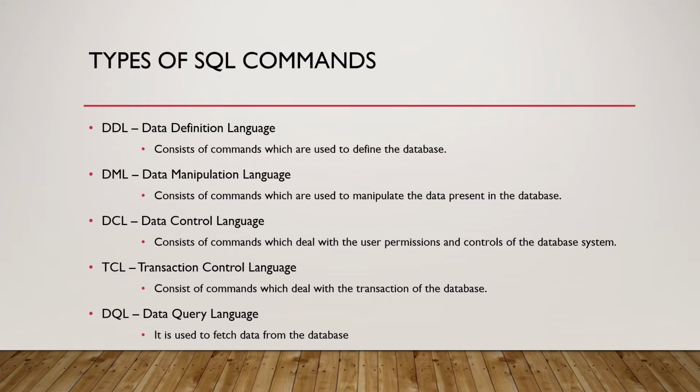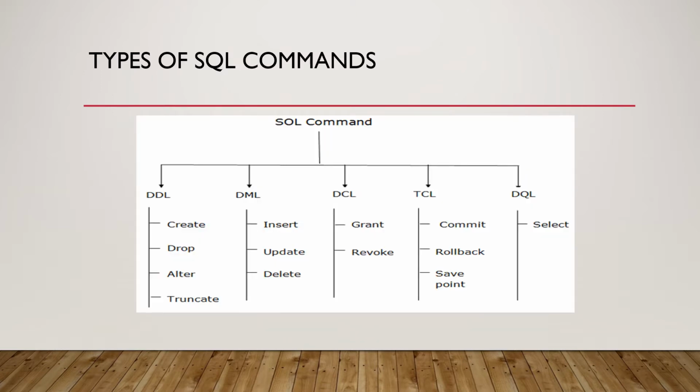DDL is data definition language. It consists of commands which are used to define the database. DML, data manipulation language. It consists of commands which are used to manipulate the data present in the database. DCL, data control language, consists of commands which deal with the user permission and controls of the database system. TCL, transaction control language, consists of commands which deal with the transactions of the database. And DQL, data query language, is used to fetch data from the database. These are the types of SQL commands.